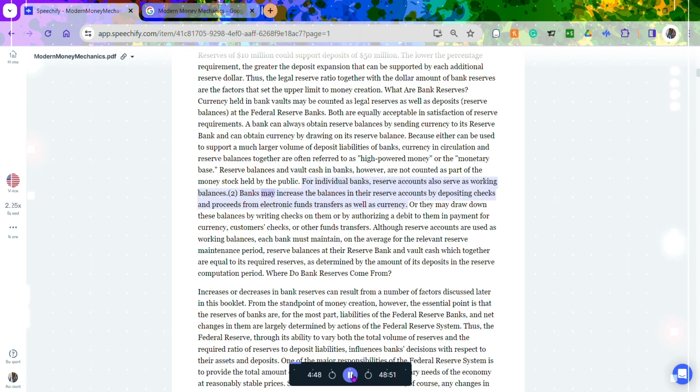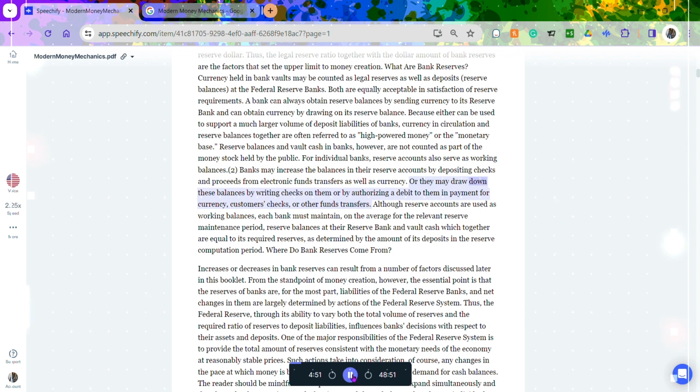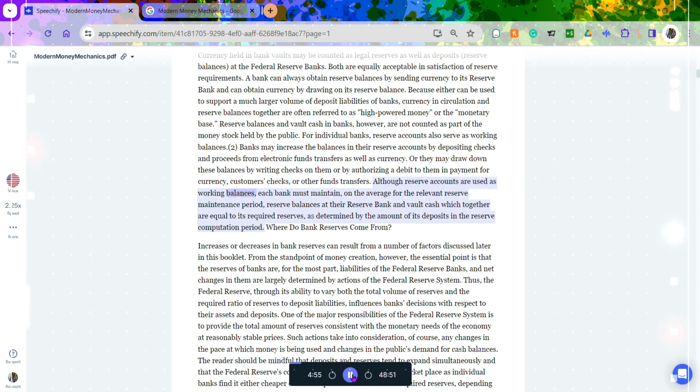Banks may increase the balances in their reserve accounts by depositing checks and proceeds from electronic funds transfers as well as currency. Or they may draw down these balances by writing checks on them or by authorizing a debit to them in payment for currency, customers' checks, or other funds transfers. Although reserve accounts are used as working balances, each bank must maintain, on the average for the relevant reserve maintenance period, reserve balances at their reserve bank and vault cash which together are equal to its required reserves, as determined by the amount of its deposits in the reserve computation period.